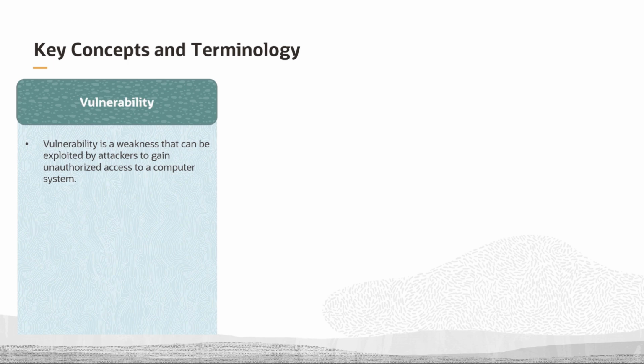Vulnerability is a weakness that can be exploited by attackers to gain unauthorized access to a computer system. For example, dependency vulnerabilities. If the dependencies used in the application development are not updated regularly, they can contain known vulnerabilities that can be exploited by attackers.